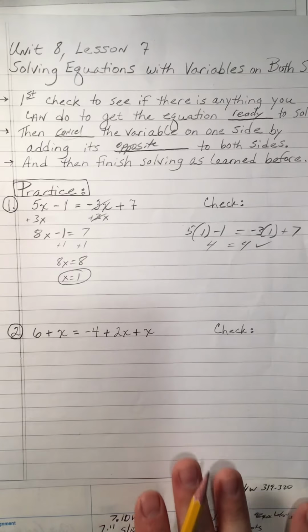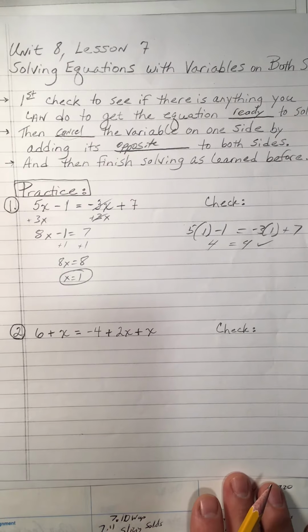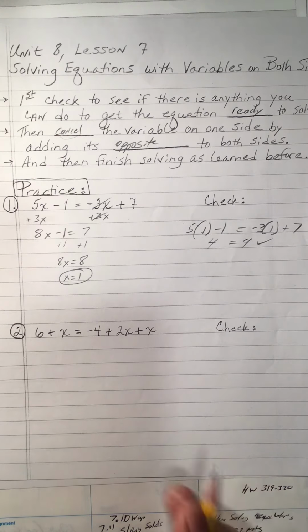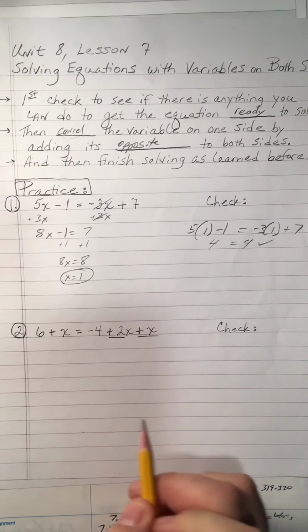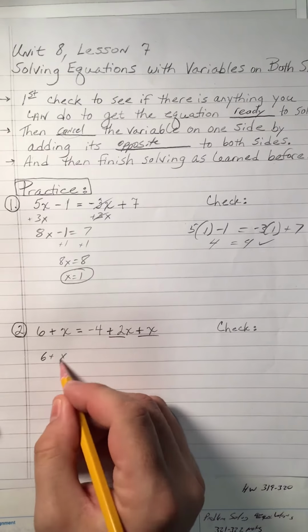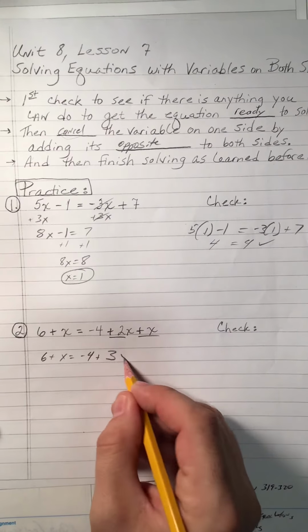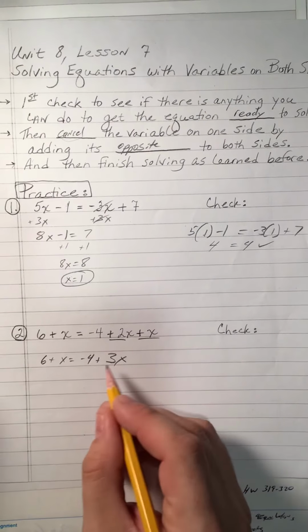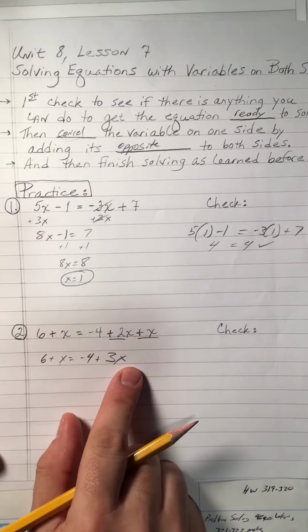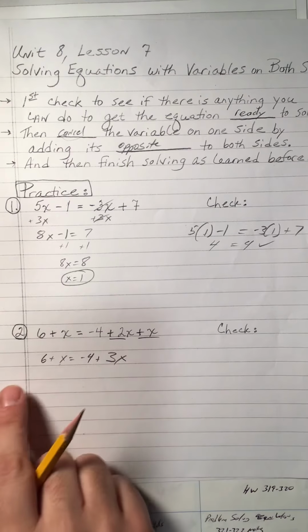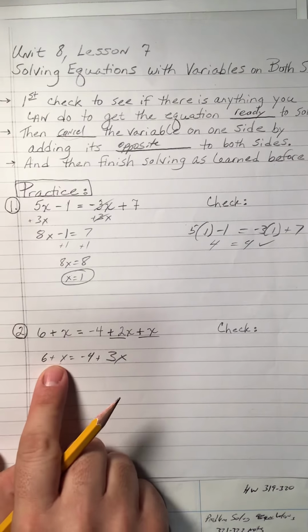Question number 2. 6 plus x equals negative 4 plus 2x plus x. I cannot combine anything here. I can combine 2x and x on this side, so I'm going to do that first. What is 2x plus x? Hopefully you're saying 3x. I cannot combine those because they are not like terms. Same with that. So what's smaller, 1x or 3x? 1x is smaller, so I want to work with this side. That's the one I want to get rid of.